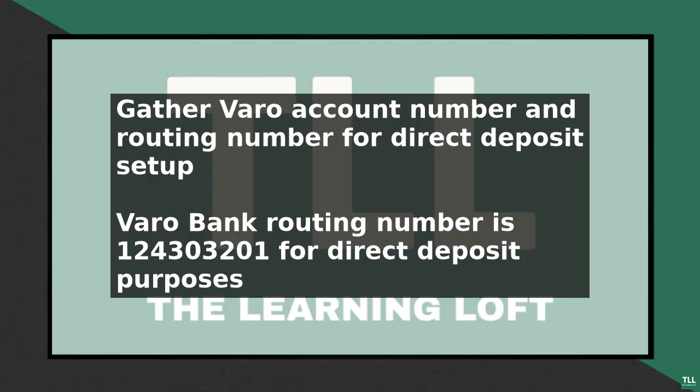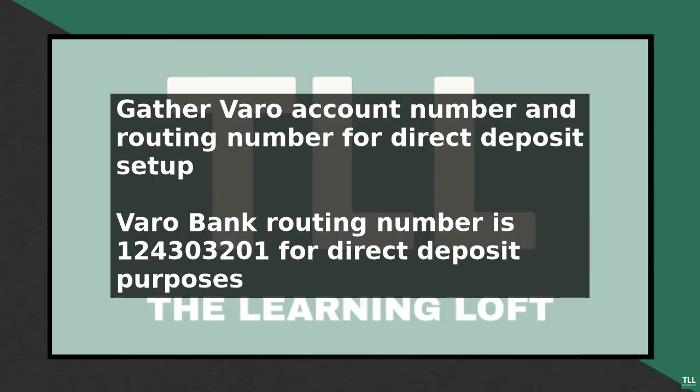Direct deposit is a convenient and secure way to receive your paycheck, government benefits, or other regular payments directly into your Varo account. To get started, you will need to gather some information, including your Varo account number and the routing number for Varo Bank. The routing number for Varo Bank is 124,303,201.